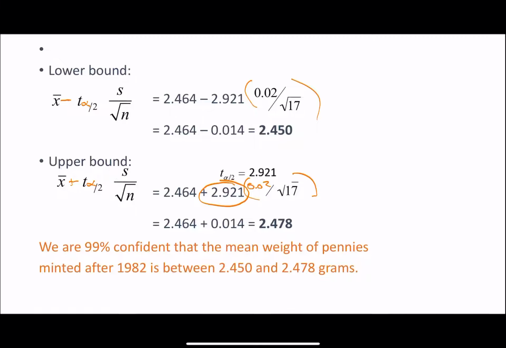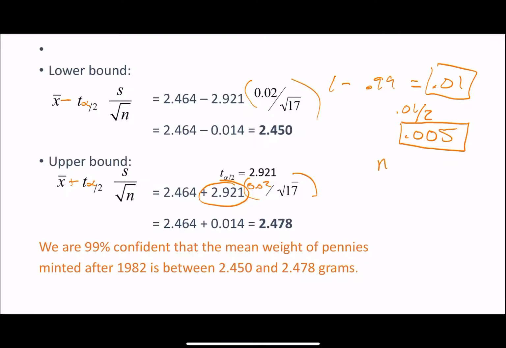Okay, so on the t table, we're looking at a 99% confidence level. So 0.99, 1 minus 0.99 equals 0.01. So we need half of 0.01. 0.01 divided by 2 is 0.005. So you will look in the column of 0.005, and n minus 1 equals 16. So you will look at 16 and 0.005, and you'll get 2.921.